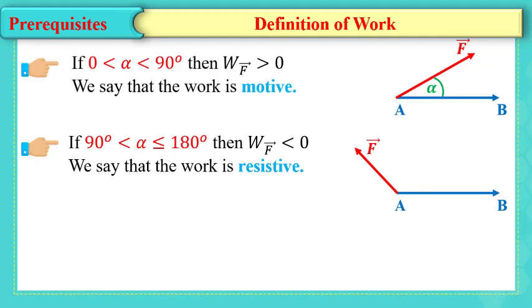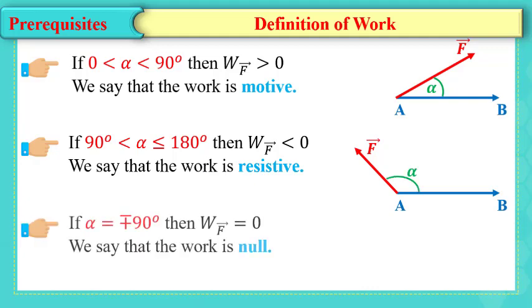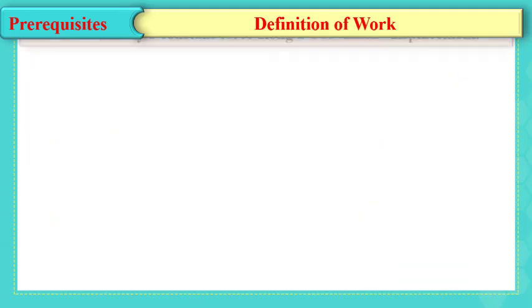If the motion from A to B is to the right and the force is trying to pull against this motion, then the angle will be obtuse. And the opposite, if AB is to the right and F is pulling with the direction, like the first case, then it is acute. The final case, if alpha is 90, it means the force is perpendicular to the displacement, then the work is 0, and we say that it is null.